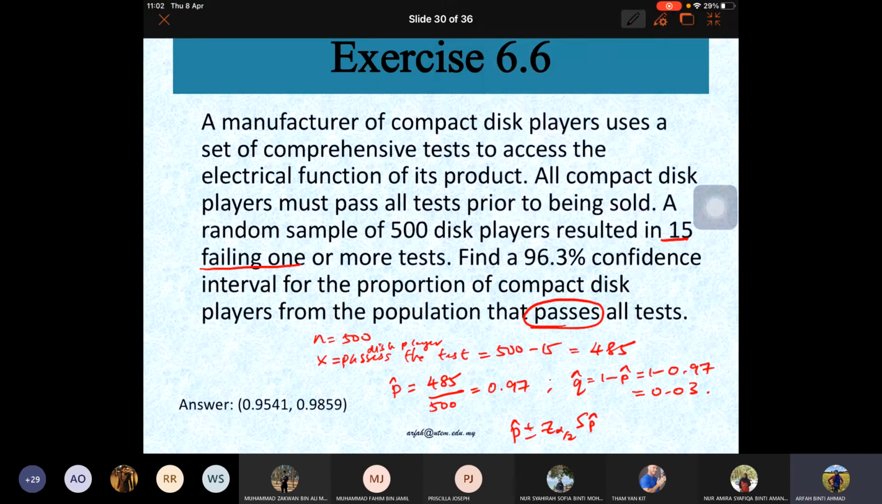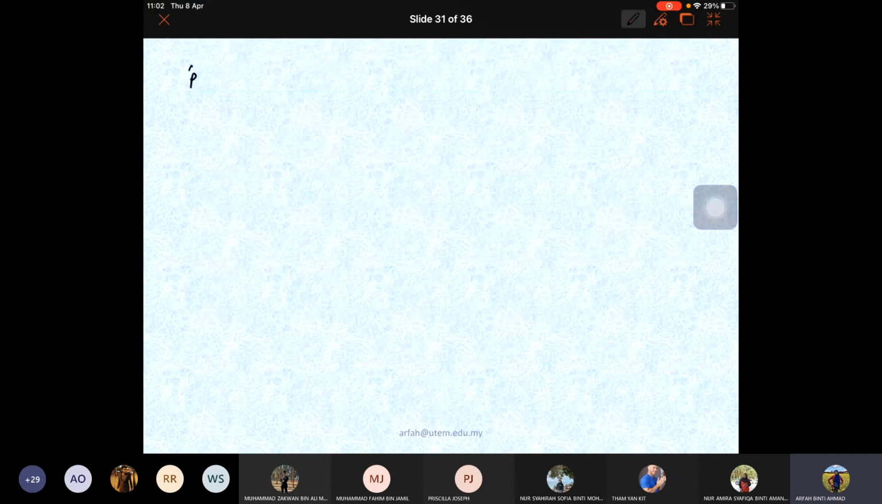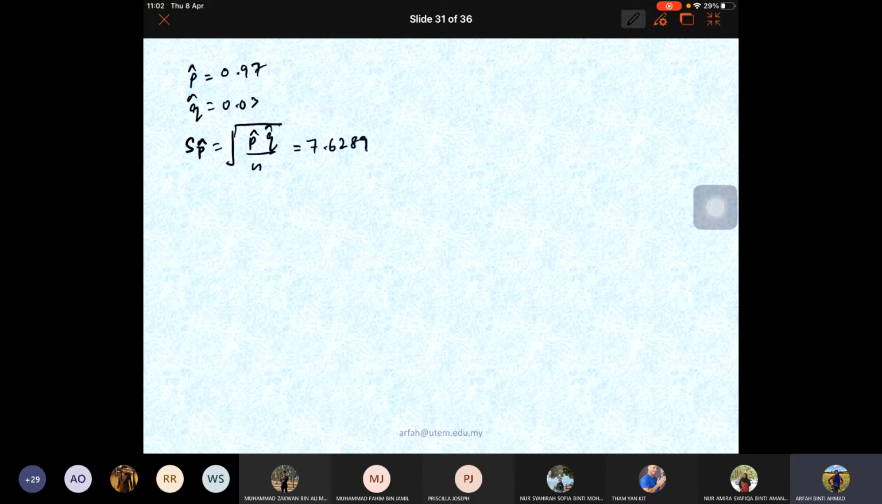Okay. So, kita dapat tadi P hat sama dengan 0.97, Q hat equal to 0.03. And then S P hat equal to surd of P hat Q hat divided by N. Betul jawapan Zakuan, 7.6289 darab 10 negatif 3. Okay. So 1 minus alpha equal to 0.963. So your alpha equal to 0.037. Z alpha over 2 dapat berapa?